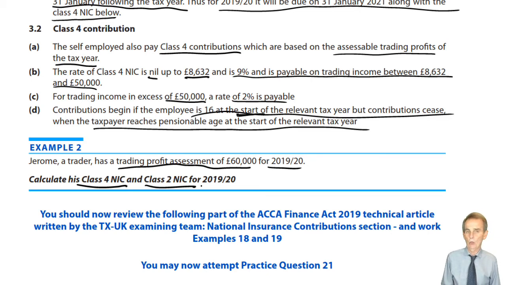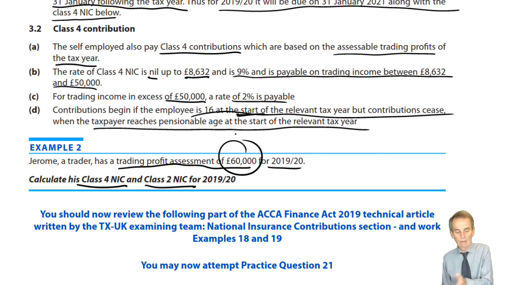Class 4 is your main one, and what have you got? A trading profit of 60,000. Up to 8632, nothing. If you take from 8632 up to 50,000, so 50,000 minus 8632 at 9%. And from 50 up to 60, so 60 minus 50, another 10,000 at 2%. And that will be your Class 4 NIC. Put the two figures together, and that's your total of both Class 4 and Class 2. Shouldn't need me to review through, therefore, the answer to that. You do your calculations and check that out with the back.